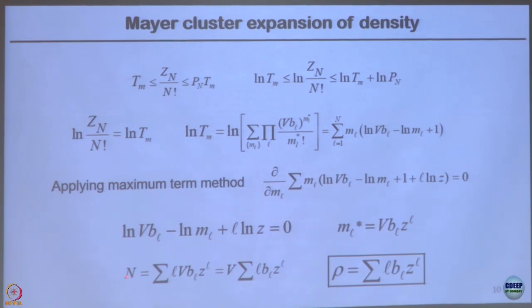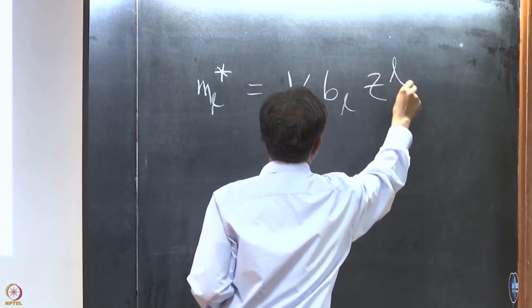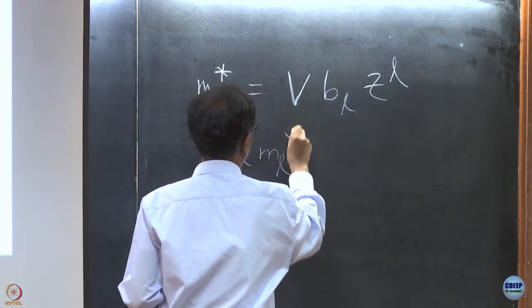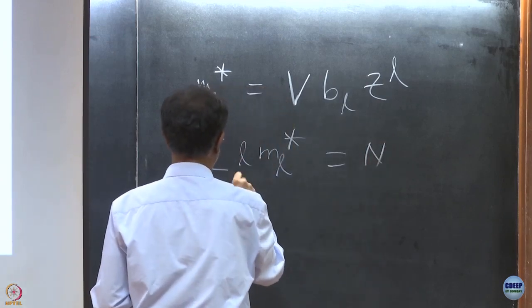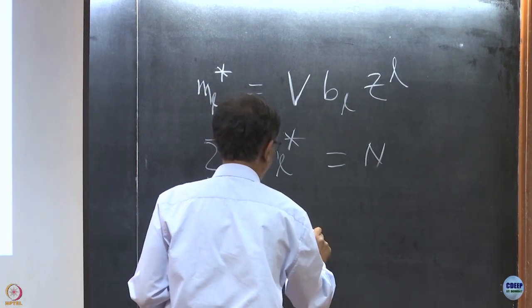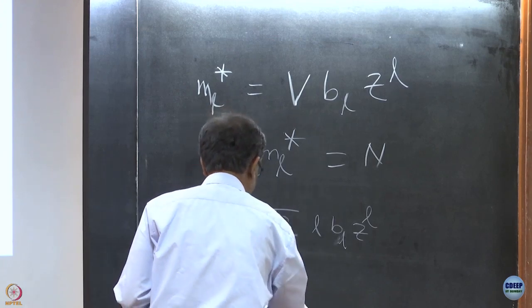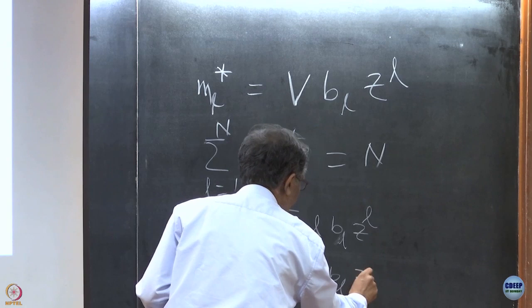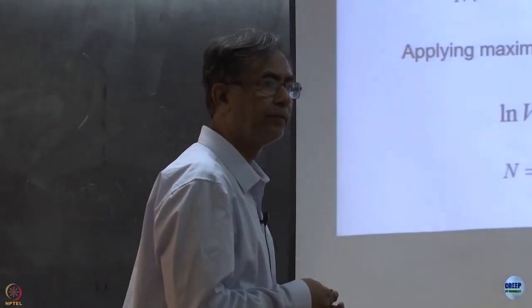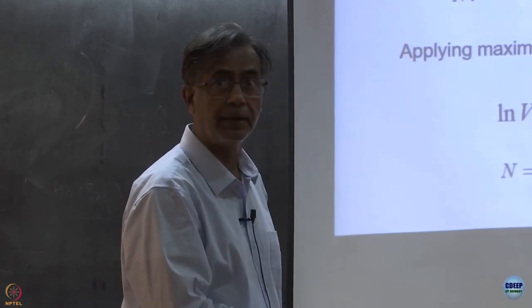So n. Once I get that, I multiply it, and it must satisfy n. I do that, hit by L, and then I get n, the sum over L of V L B L Z to the power L. Then I get the density equal to the sum of L B L Z to the power L. This is a very important equation, correct? Right. So this is this, alright? Okay.